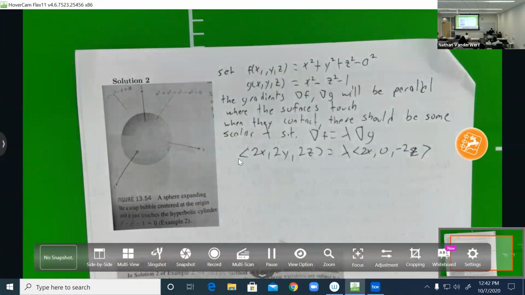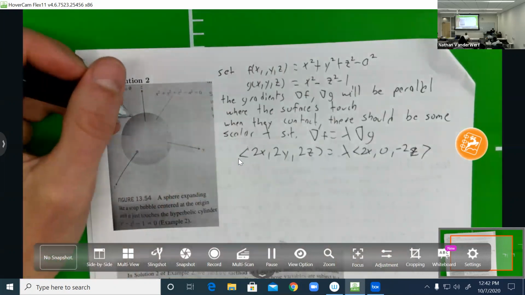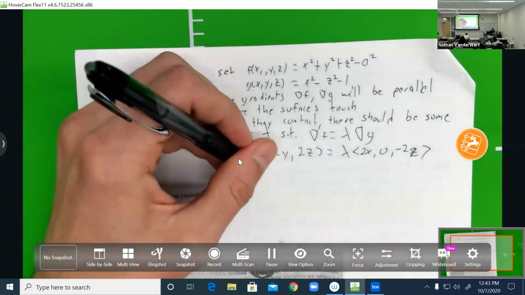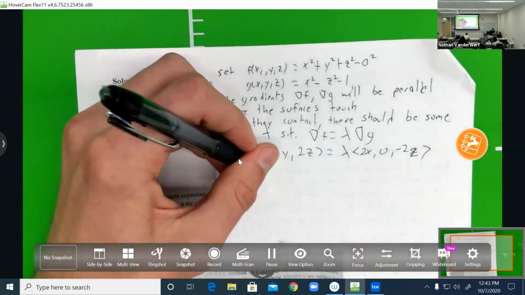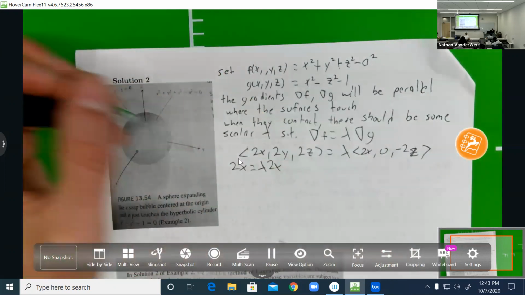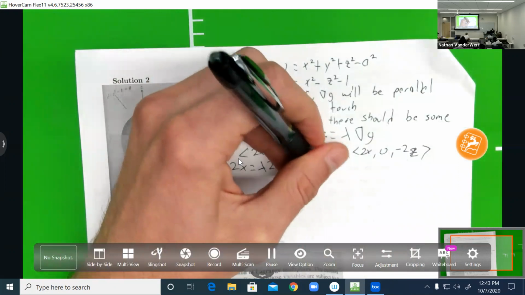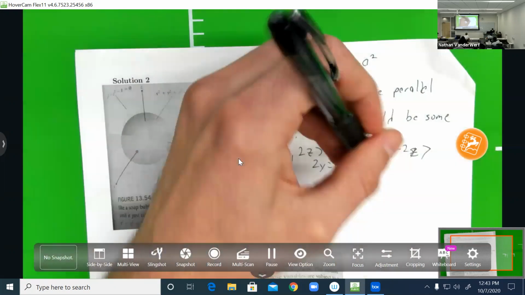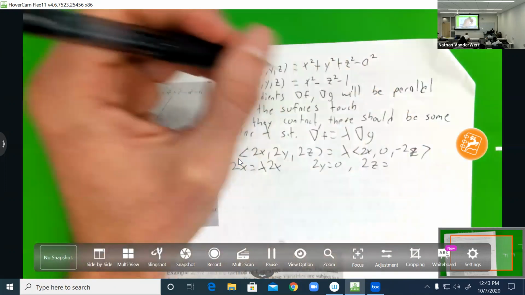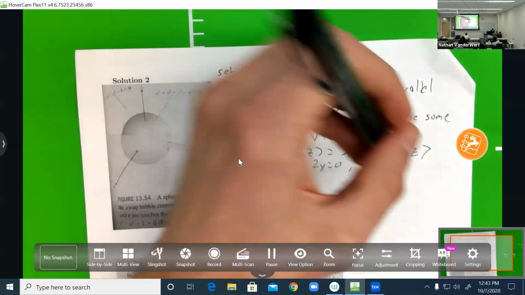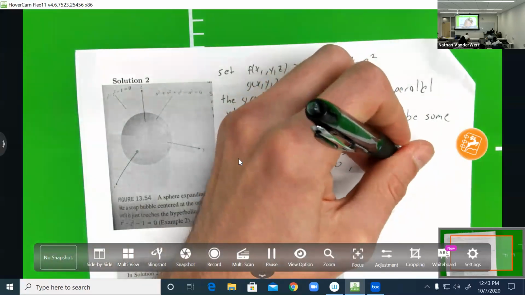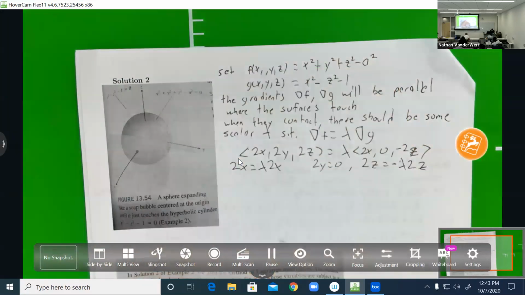So this gives us 3 equations here. This gives us 2x equals lambda times 2x, and it gives us that 2y is equal to 0, and it gives us that 2z is equal to minus lambda 2z.